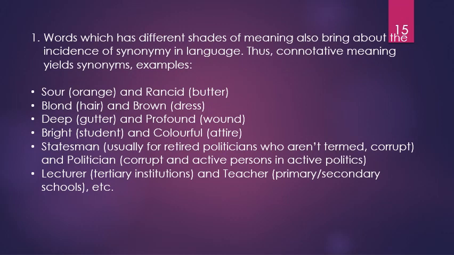Which has different shades of meaning also brings about the incidence of synonymy. When you have this denotative and connotative, then you have synonyms. Synonyms are words that are similar in meanings. Sour like orange and rancid like butter, blonde hair and brown dress, deep gutter and profound wound, bright students and colorful attire, statesmen usually for retired politicians who aren't termed corrupt, and politician for active persons in active politics. Lecturer is associated with tertiary institutions and teacher with primary or secondary schools, as the case may be.